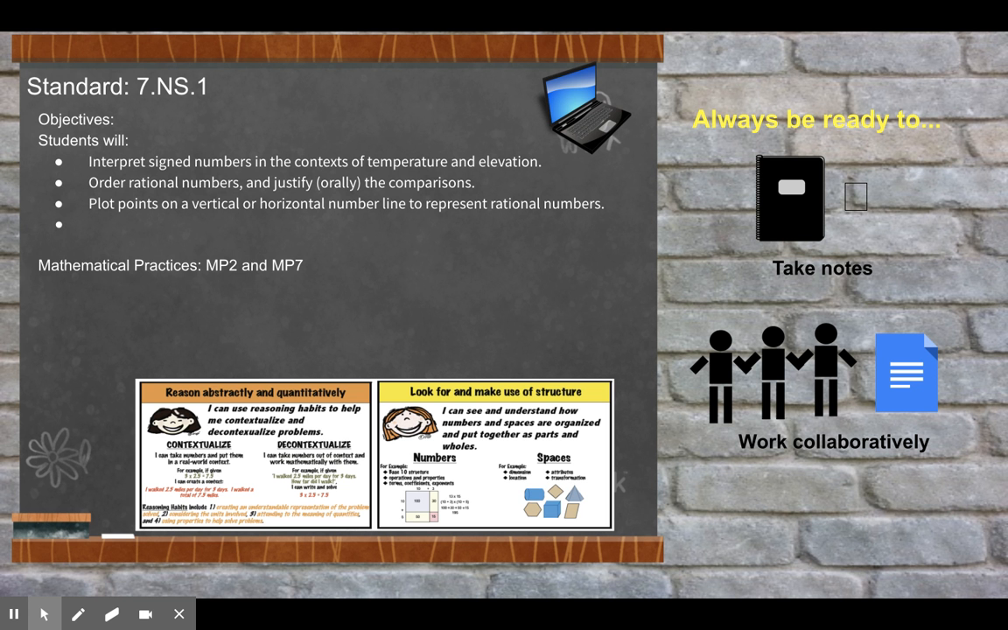Our mathematical practices for today are MP2 and MP7. We are going to reason abstractly and quantitatively and look for and make use of structure. As always, we want to make sure that we're ready to take notes and work collaboratively. Of course, we want to make sure that the standard and objectives get into your notes. So we're going to pause the video here so that you have an opportunity to put them into your notes. We'll pause for about 30 seconds so you can finish copying this down.